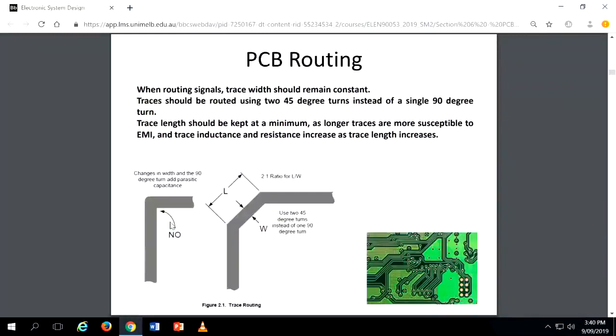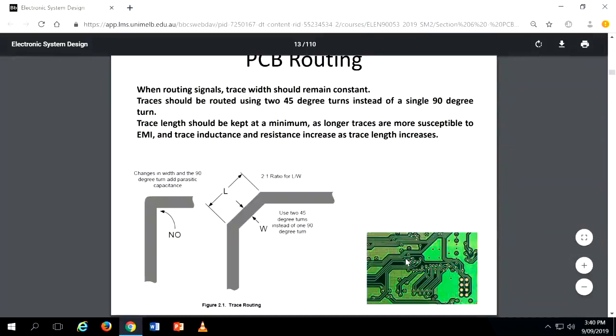Then PCB routing. So when you are routing, the common question is, when you check your PCB, see, this is a design, when you have a bend, they always make a 45 degrees. See, here there is a bend. You can see here there is a 45 degree. So nobody will make a 90 degree bend while designing the PCB.